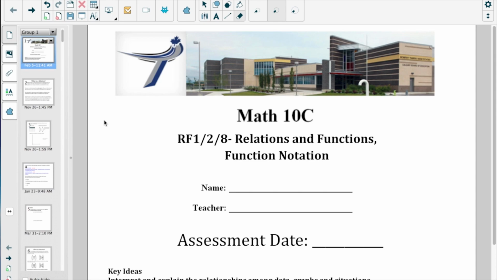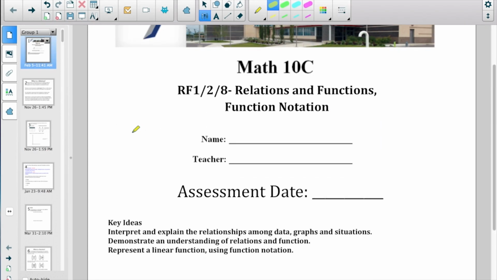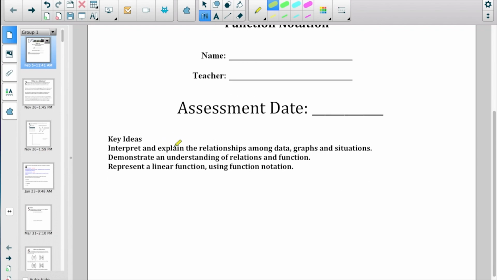Today we're going to get started with the RF1 to 8 outcome, that is relations and functions, and function notation. Some of the key ideas in this outcome include being able to interpret and explain different types of graphs, data, and situations. We want to be able to understand the difference between relations and functions and understand how to identify them, as well as being able to represent a linear function using what we call function notation.